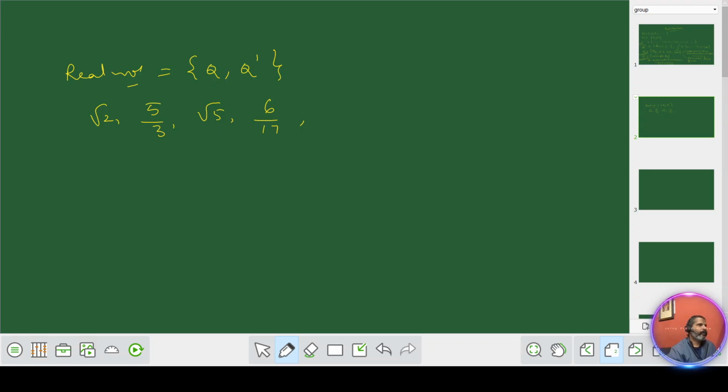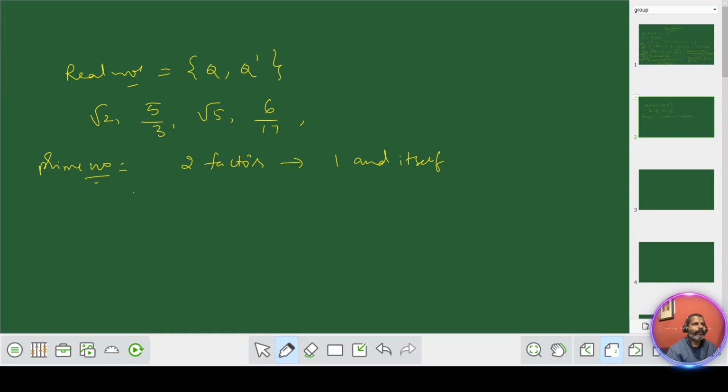Okay. Let's move on to the next topic. Prime number. We know what a prime number is already. We have learned this in earlier classes. A prime number is a number which has only two factors, 1 and itself.